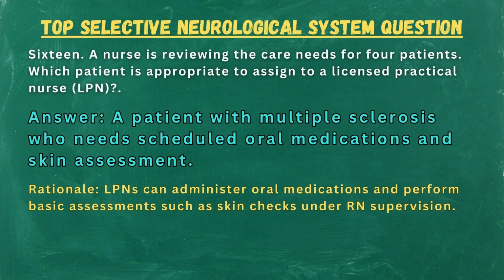16. A nurse is reviewing the care needs for 4 patients. Which patient is appropriate to assign to a licensed practical nurse, LPN? Answer: a patient with multiple sclerosis who needs scheduled oral medications and skin assessment. Rationale: LPNs can administer oral medications and perform basic assessments such as skin checks under RN supervision.